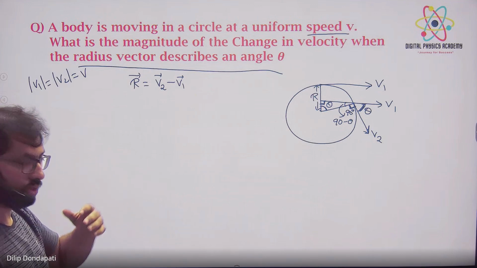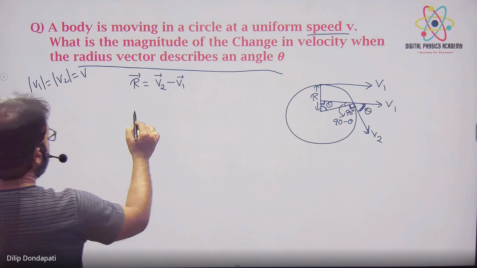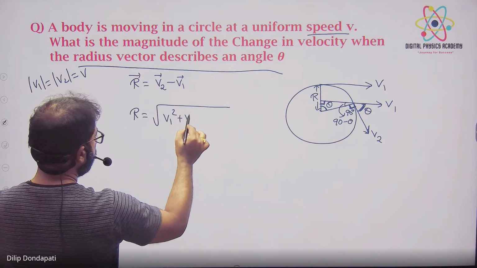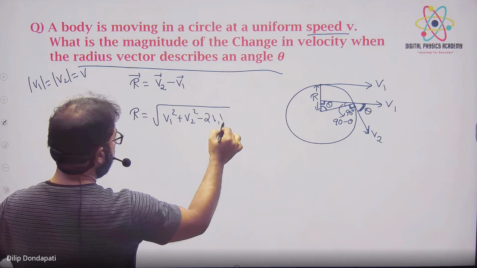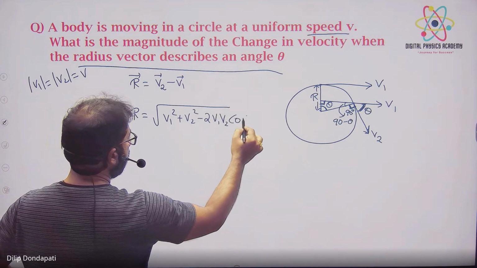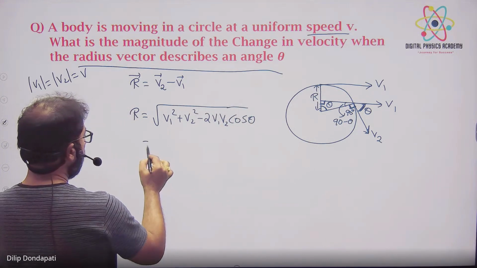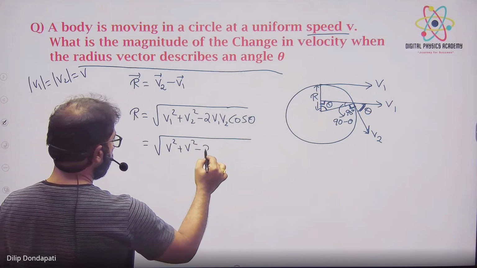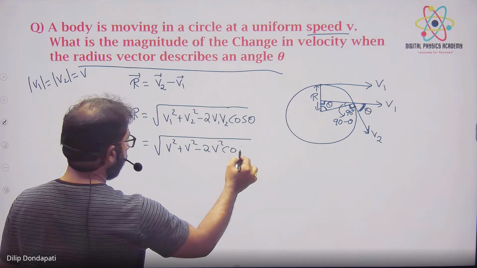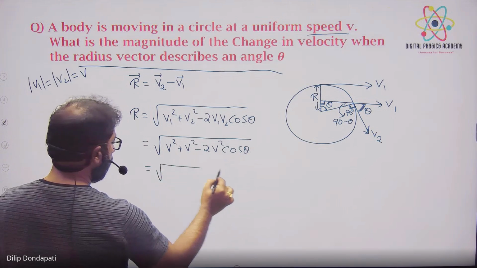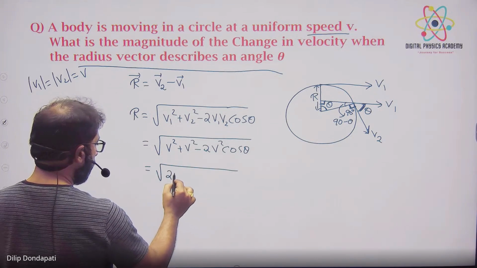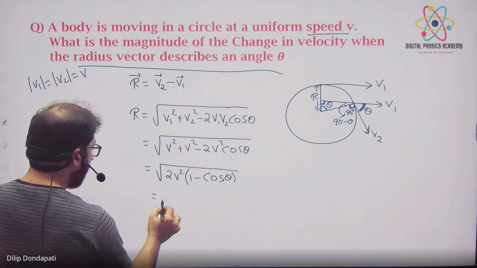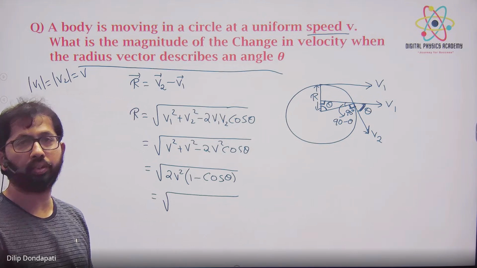That formula we can use anywhere. Use R is equal to under root v1 square plus v2 square minus 2 v1 v2 cos theta, because the angle between them is theta. We are substituting v for v1 and v2. V square plus v square minus 2v square cos theta. So what will it be? Under root v square plus v square, minus 2v square cos theta. Take 2v square common: 1 minus cos theta. So 1 minus cos theta, in terms of half angle formulas, what have you read?